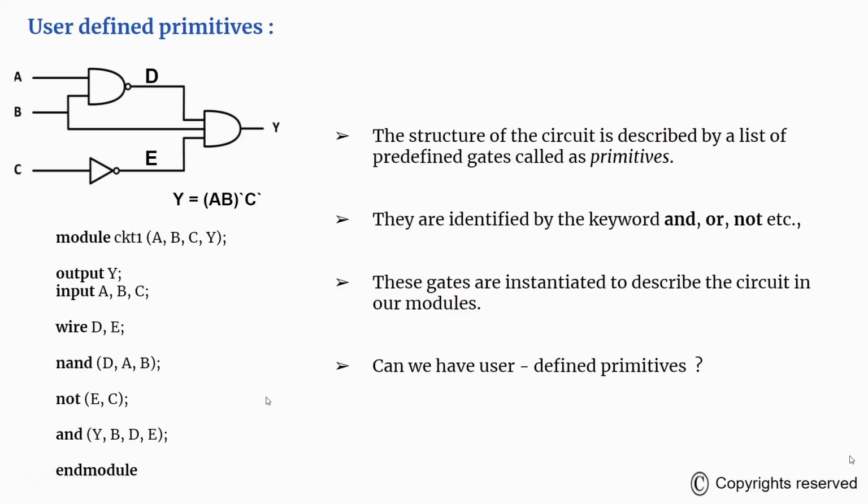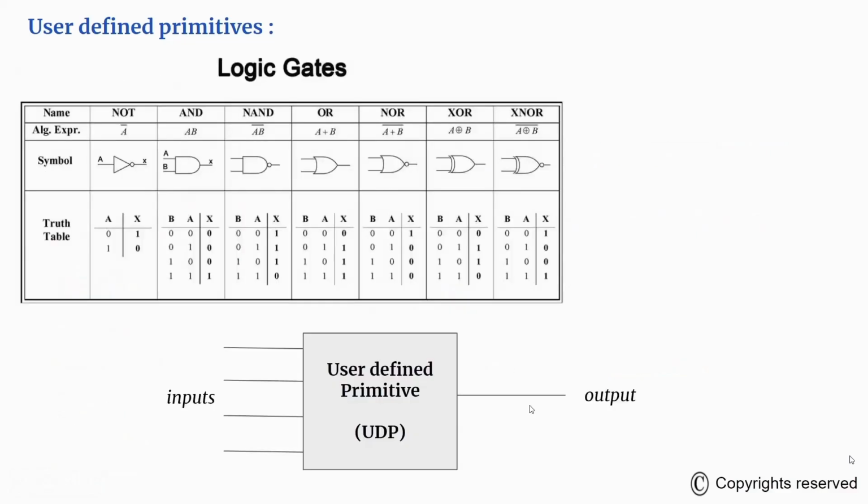Can we also make our own primitives? These already existing gates are predefined primitives. Can we define a primitive and use it? Let's see. All these existing gates have a certain relationship between output and input defined with the truth table. For not, the output is the complement of the input, and for and, the output is the AND of two inputs. So all the output relationships are defined with the inputs by a truth table.